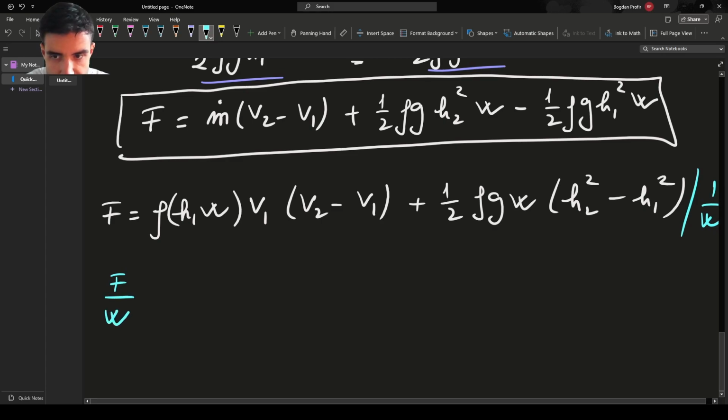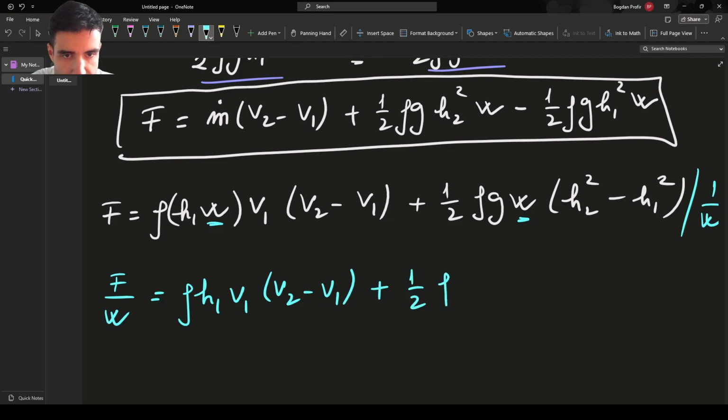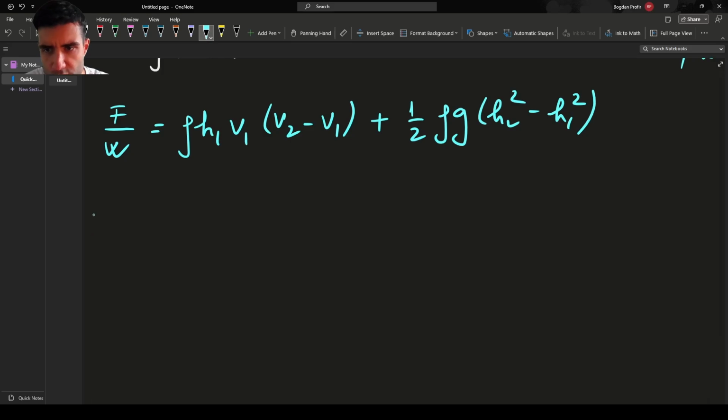So this is what the question wants, F over W. So when you do that, you have a W here that gets cancelled, you have a W here that gets cancelled, and you're going to end up with rho H1 V1 and then V2 minus V1 plus 1/2 rho G and then H2 squared minus H1 squared, like this. Okay, so now we just have to put numbers in.